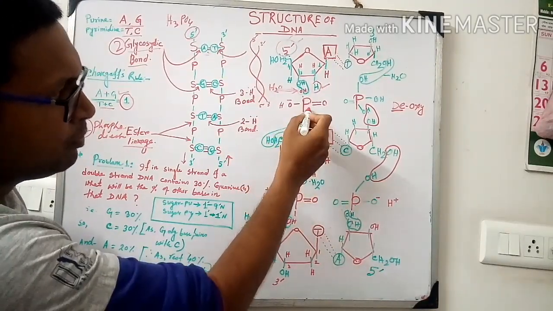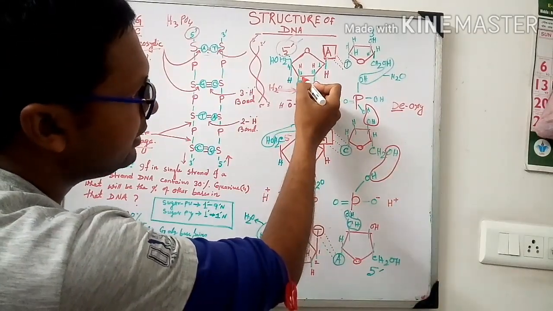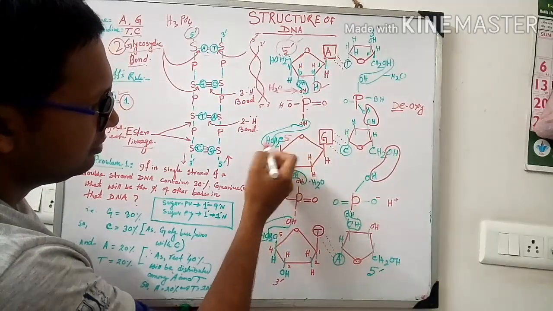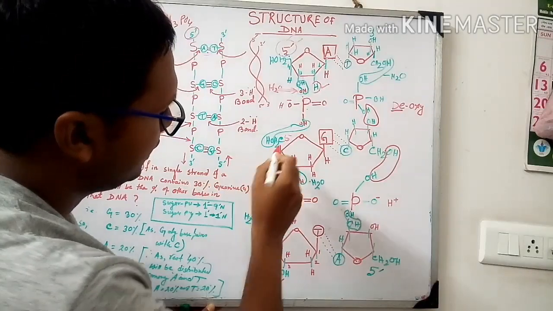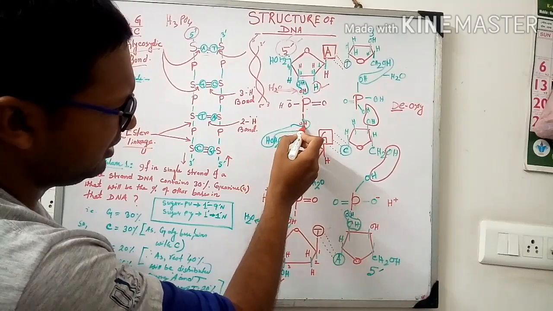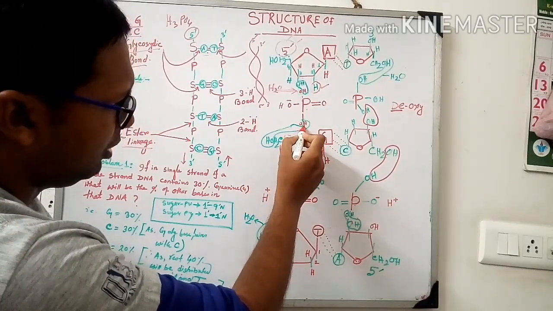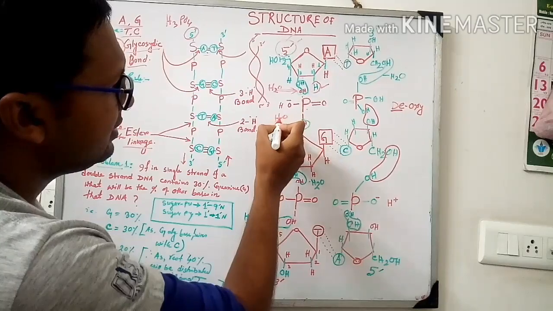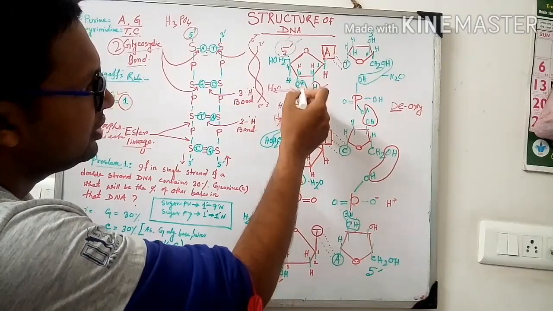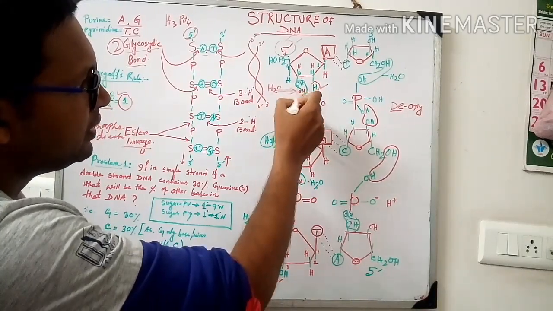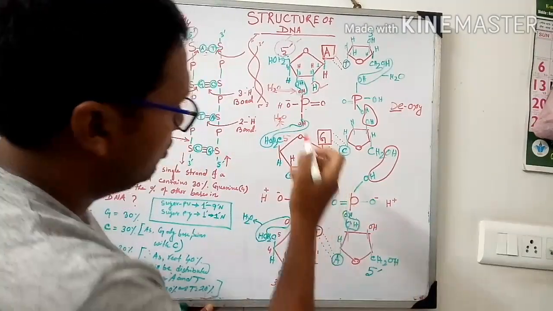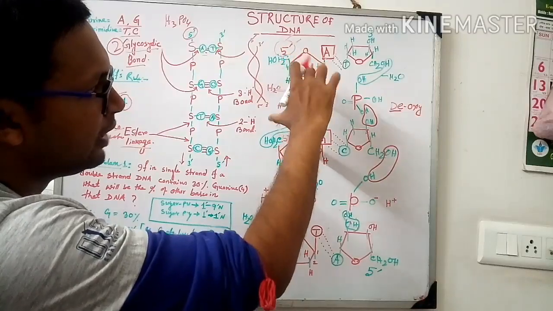position. That is, the phosphate on one hand is attached with the 3' end, the 3 carbon position of the upper sugar, and the lower sugar's 5' position, that is the 5 carbon position. The OH group is again attached with this hydrogen and forms a water molecule. This is another ester linkage. So there are 2 ester linkages: first this one, and second this one. So 2 H2O molecules are released during the formation of the phosphodiester linkage.